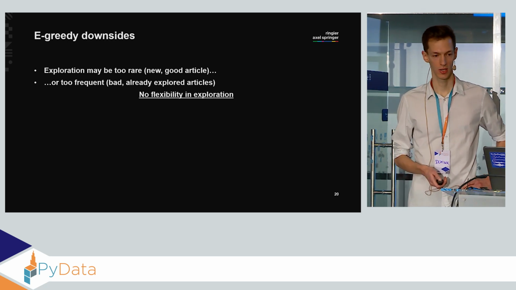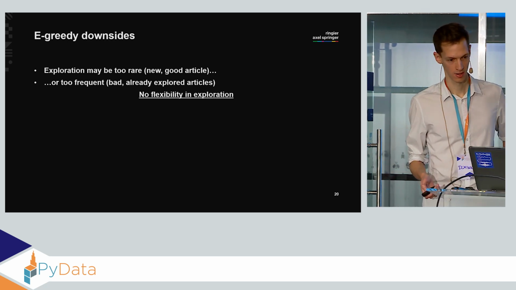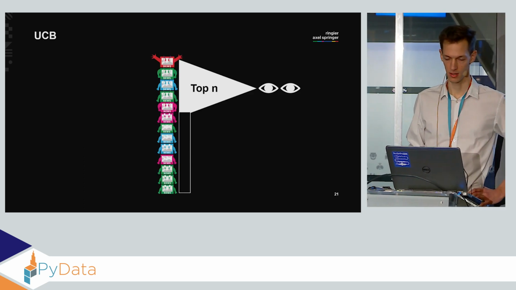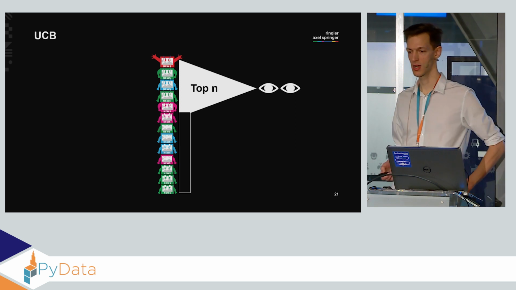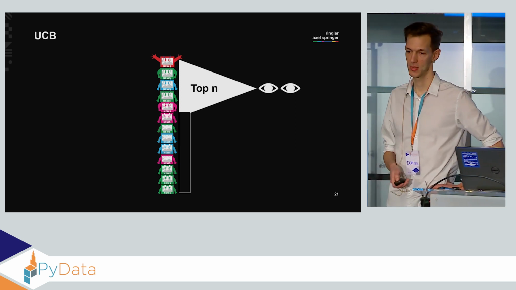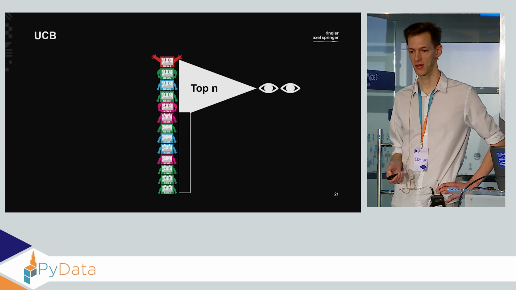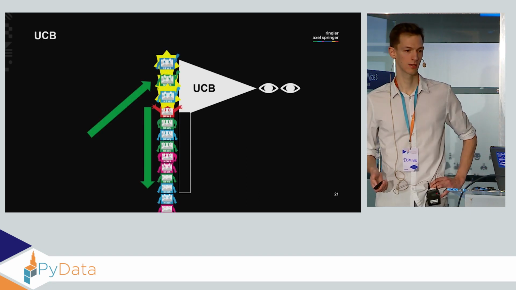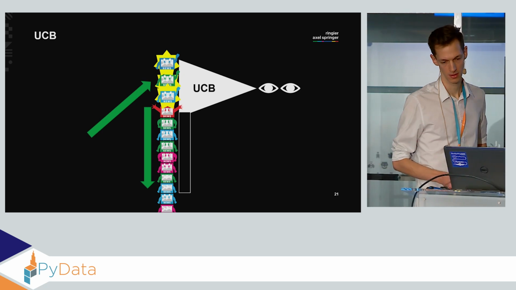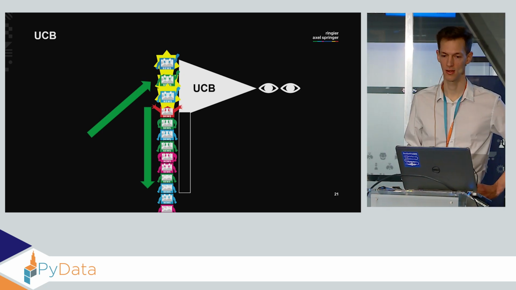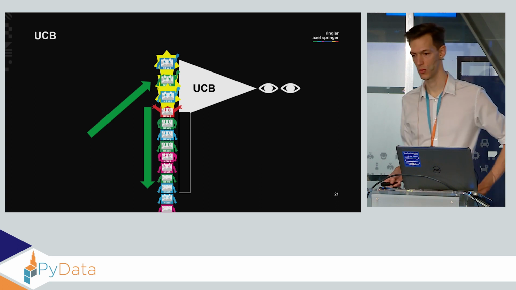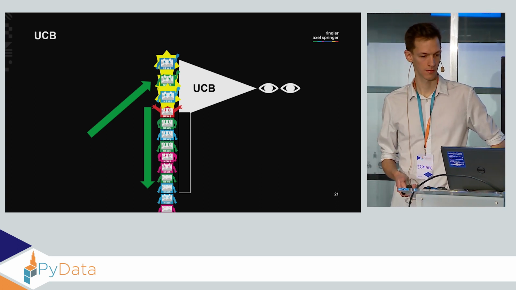So how can we make this better? Here comes the next bandit, which is UCB. The way it works, again, we can start with the top N list, but this time we will give a very huge optimism boost to the new articles. So much so that they will end up, in the beginning at least, even higher in our ranking than the well-established, well-performing articles.